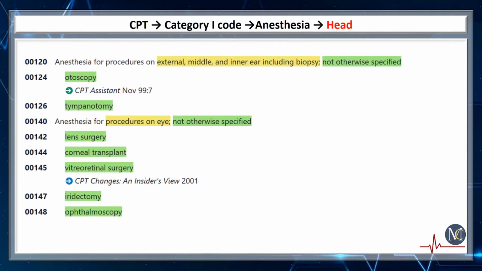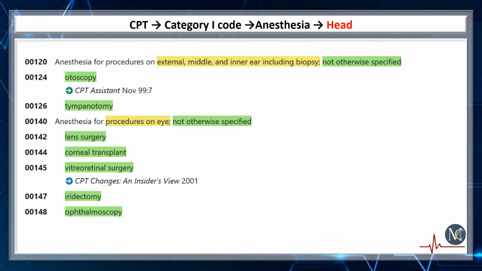Next code is 00120, anesthesia for procedures on external, middle, and inner ear, including biopsy, not otherwise specified. Code 00120 is a parent code of code 00124 and 00126. Always remember that a code like 00120 with the descriptor not otherwise specified is used when the documentation provided by the physician does not provide enough information to assign a more specific code, or when there is not enough documentation to select a more specific code.